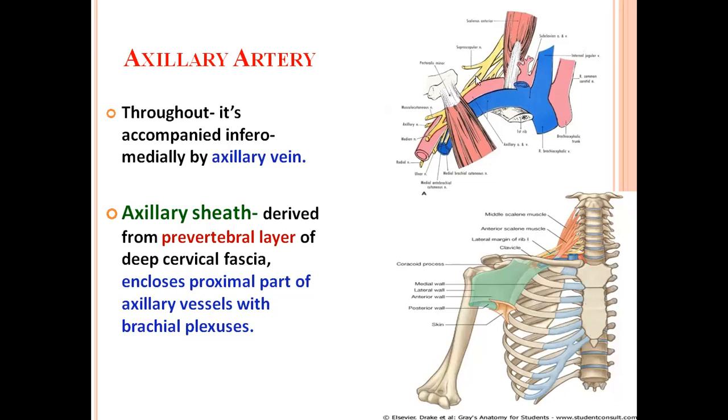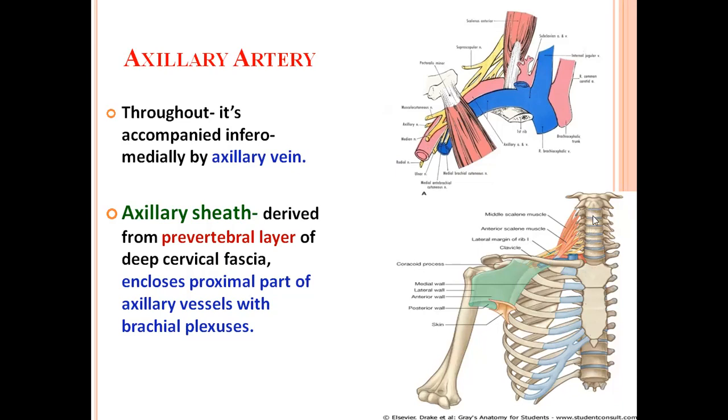The formation of the brachial plexus and the branches of the brachial plexus itself is a separate class. Because most of the relations of the axillary artery are related to the brachial plexus, I'll give you a very small concept.